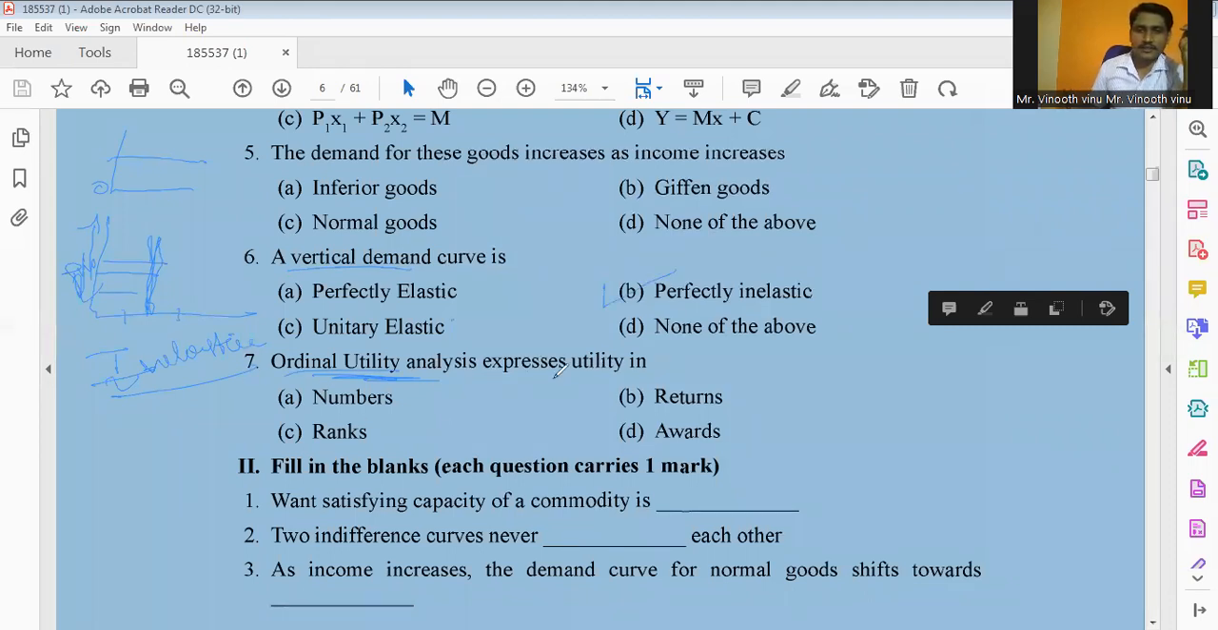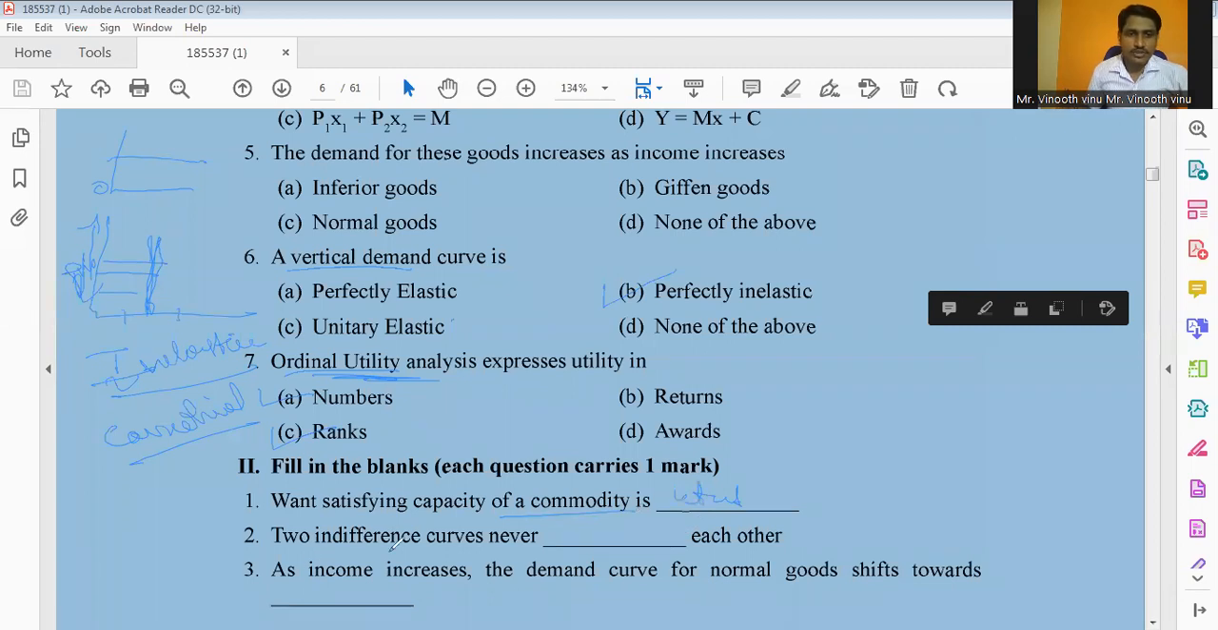Ordinal utility, is it in numbers or ranks? Ranks, good. Okay, numbers is cardinal utility. Cardinal. Want satisfying capacity of a commodity is called dash utility.